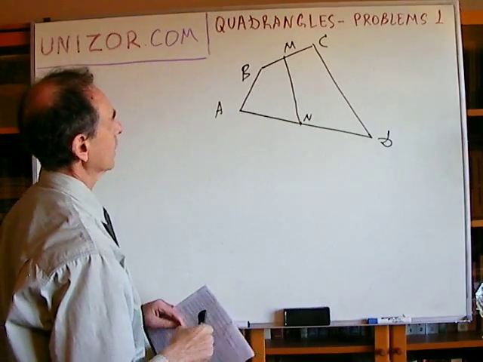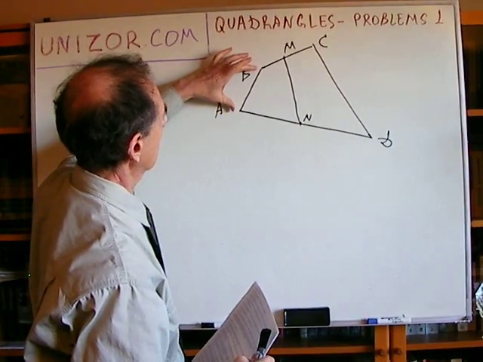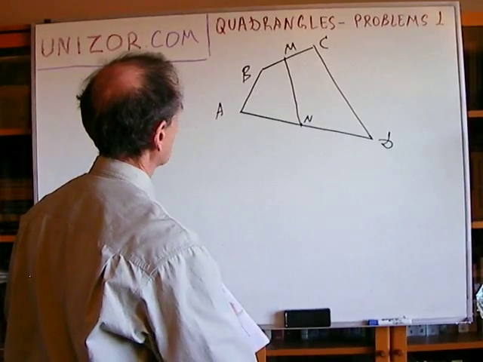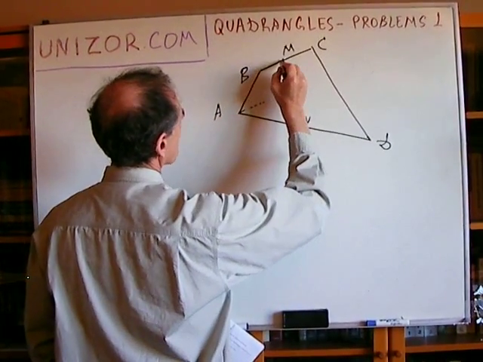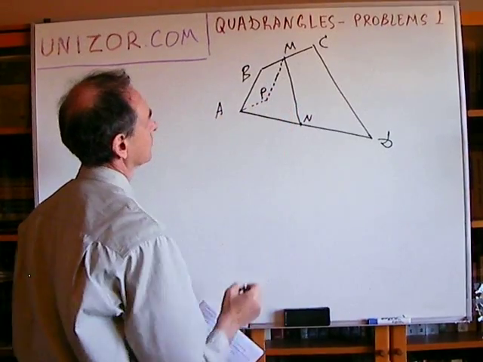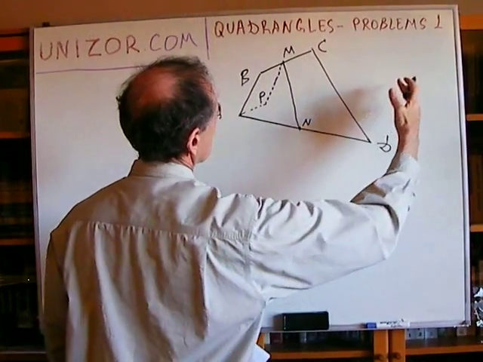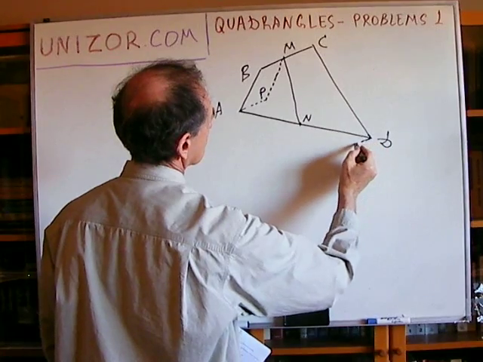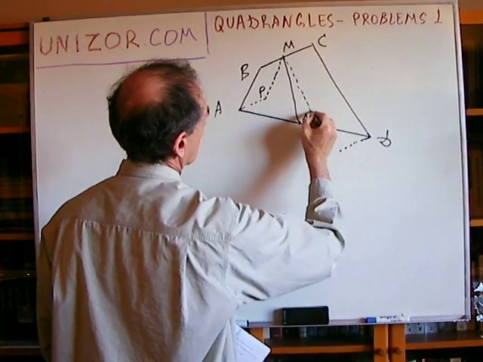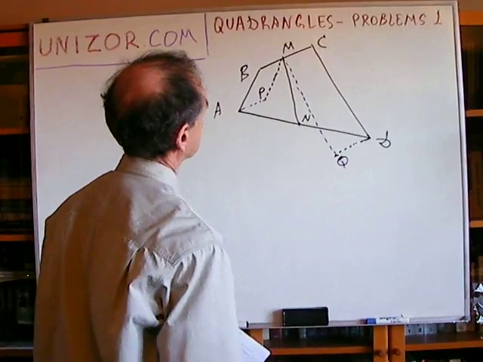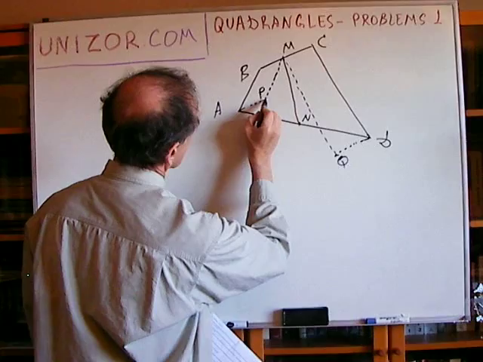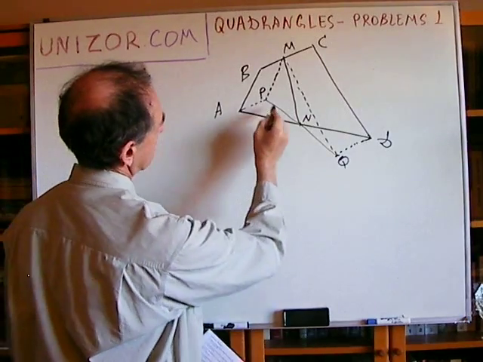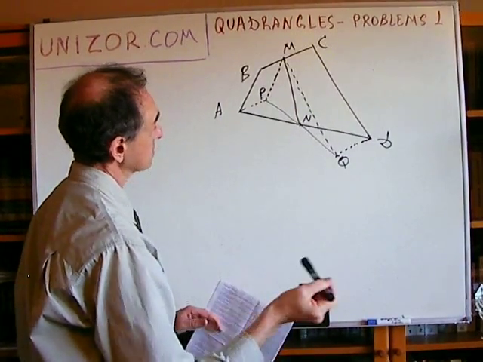Well, I think we can do it this way. We will take AB and shift it in parallel so that B slides towards M, and then A will slide towards P. Same thing here with CD: we will slide it in parallel, so C slides to M, and D will slide to Q. And let's consider PN and NQ. Would be nice if it's a straight line, right? PNQ. But is it? Well, let's just think about it.